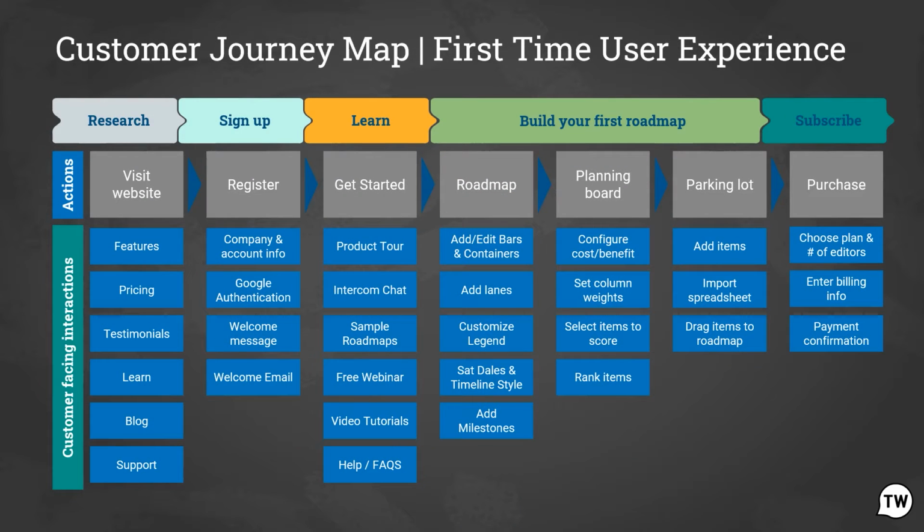Let's now take a business process example of a first-time user experience and how to document it using a flowchart. It starts with a user visiting the website, then the user registers. Next, they get started with the product. They set up a planning board, they add items to this planning board, and last, they purchase. This is a great example of a process that takes a user from start to finish in the sales cycle.